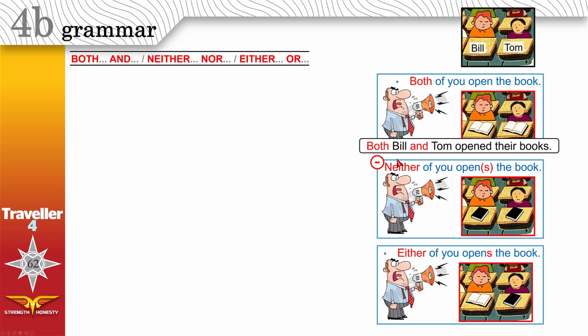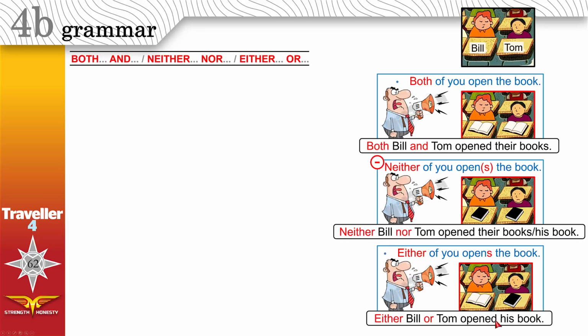What about nor? When the teacher said, neither of you opens the book, neither Bill nor Tom opened their books. Now, because this can be plural or singular, you can either say their books or his book. If you want singular, you say his book. If you want plural, you say their books. Both are correct. Now, either can only be singular. When the teacher said, either of you opens the book, either Bill or Tom opened his book. With either, we use or. And we've finished the second grammar.